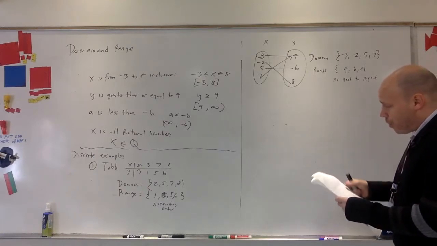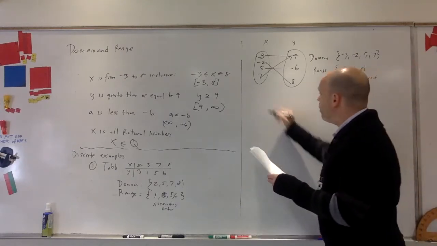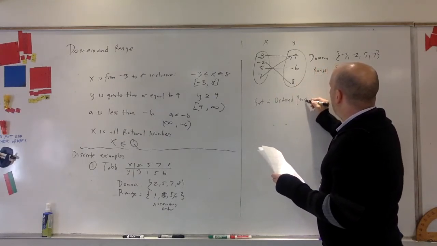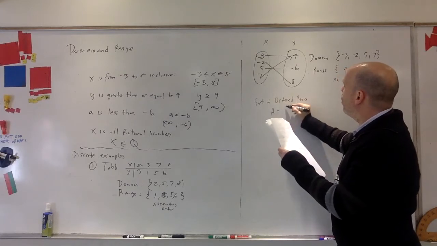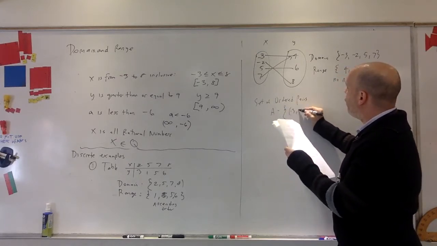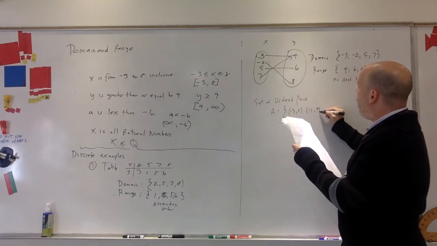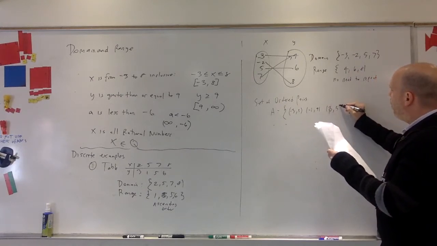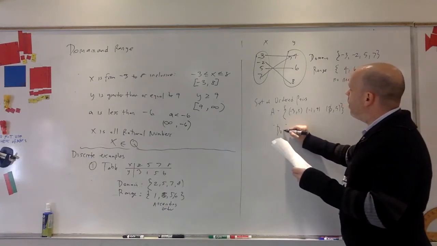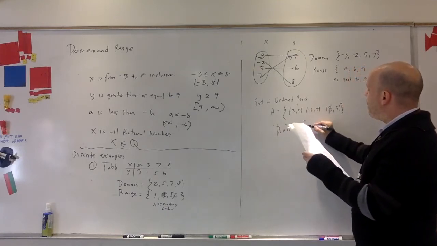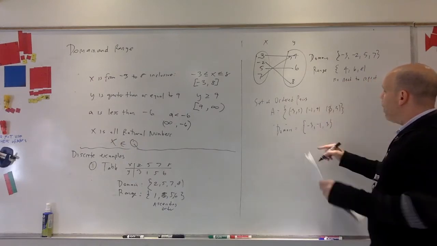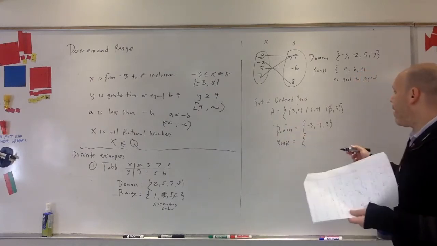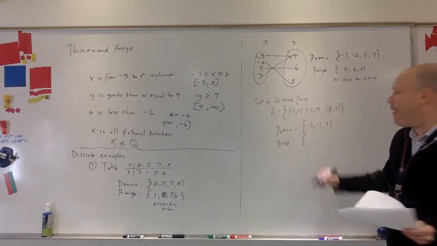You might get a set of ordered pairs. For example, if the set was (-3, 5), (-1, 9), and let's make it (3, 5). What's the domain? The domain is -3, -1, 3, once again going in ascending order. What's the range? Well, we have 5, 9, 5. No need to repeat 5 and 9.